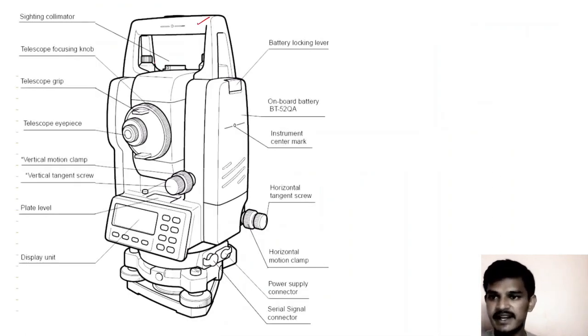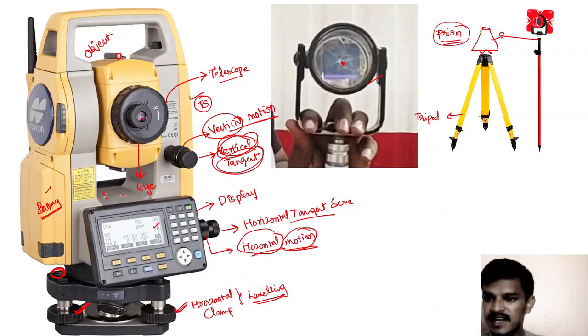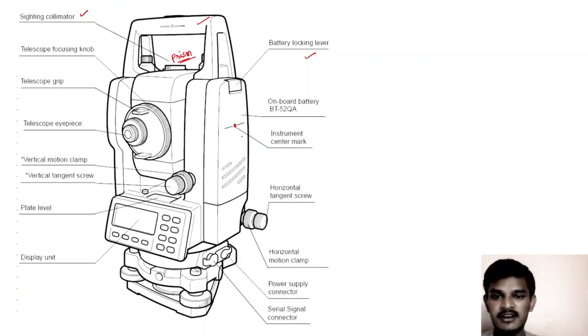Now we'll see in detail what we have, right? This is the splitting collimator, used for bisecting the prism, and we have the battery locking lever here. We'll be taking out the batteries here. This point is the exact center mark of this particular instrument, right?